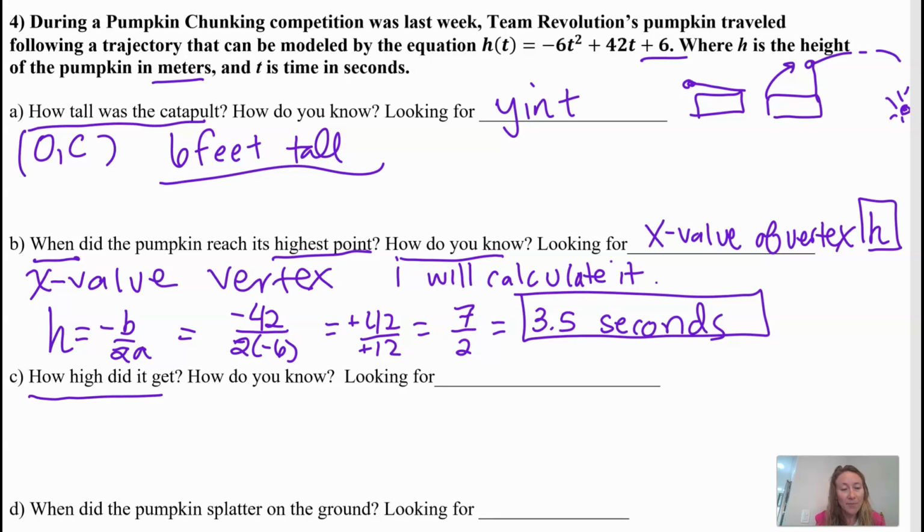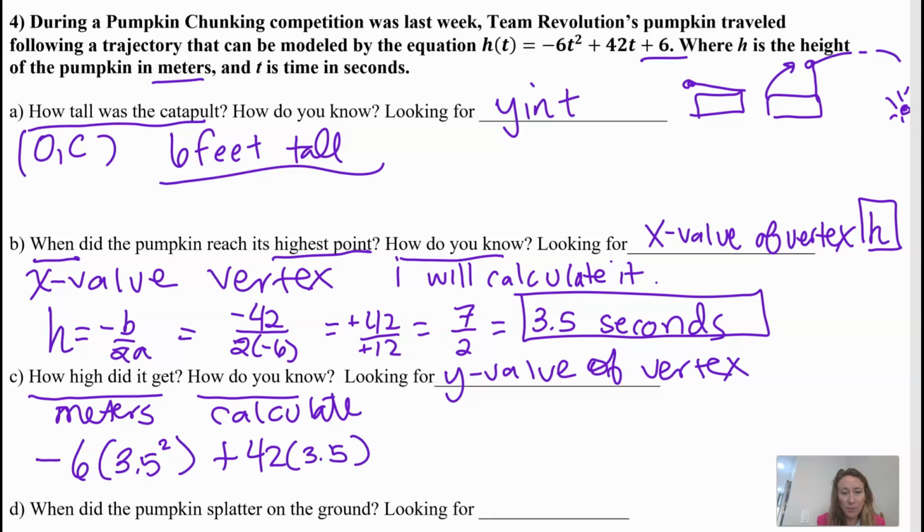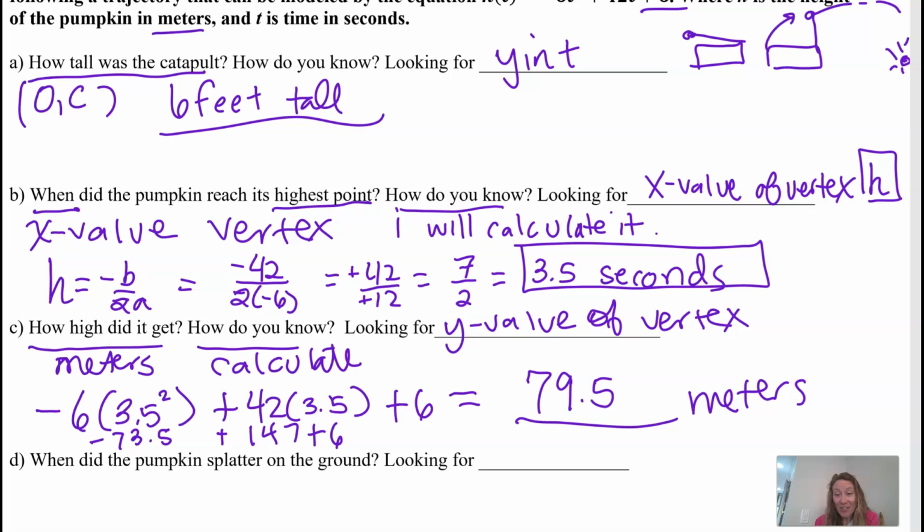Okay, so how high did it get? I want to answer that with meters. How do I know? I'm going to calculate it. So I'm looking for the y value. The highest that it got is the maximum that we're again talking about, the vertex. And that's going to be, I'm going to plug in 3.5 to the original equation, so negative 6 times 3.5 squared plus 42 times 3.5 plus 6. And we're going to get our answer in meters. Okay, so I did my calculations and I got 79.5 meters, which is very high. It went very high up in the air.